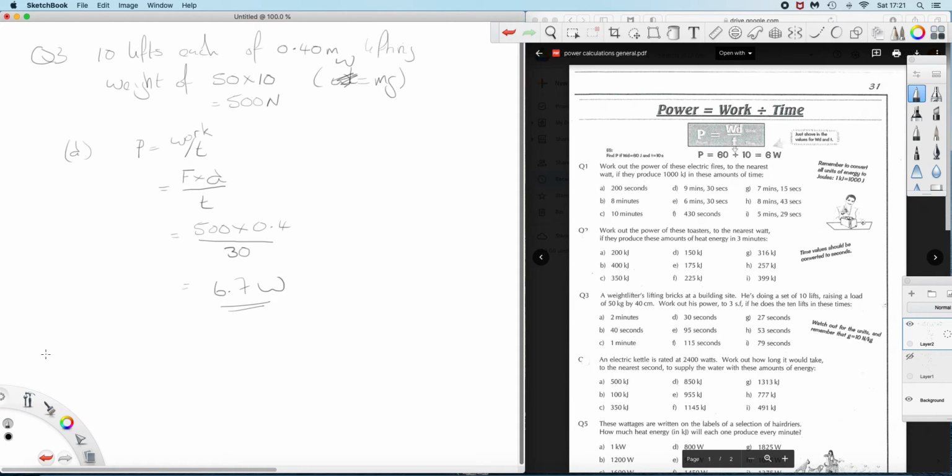Question 4. We have electric kettle, 2,400 watts. So our power is 2,400 watts. And doing D again, how long will it take to the nearest second to supply water with 850 kilojoules? So our energy, 850,000 joules. You can see from these questions that the joule is a very small unit of energy.